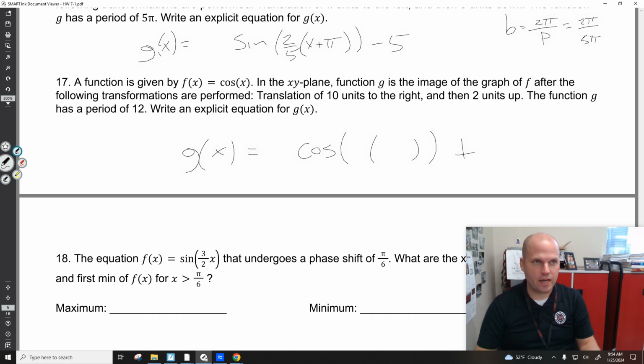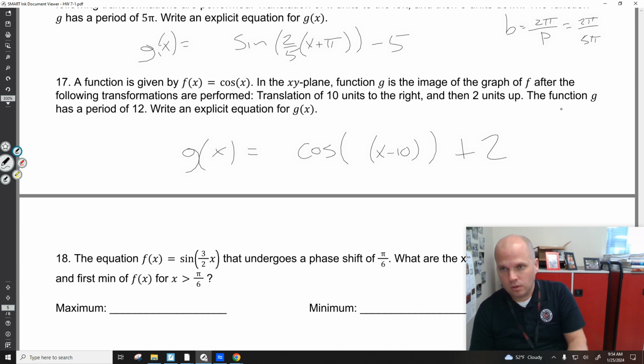All right, 10 to the right, which means minus 10. 2 up, period's 12. Well, B is going to be 2 pi divided by my period. If the period is 12, B's got to be pi over 6.